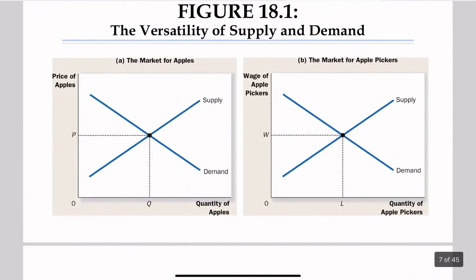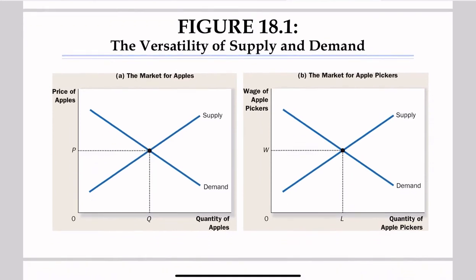So we can look at a very simple example. Think about apples and apple pickers. First, we're looking at the product market, that is the market for apples. Well, this is a very typical analysis. You look at the supply curve and demand curve, and then you get this P and this Q, which is very simple, and we have done this a number of times.